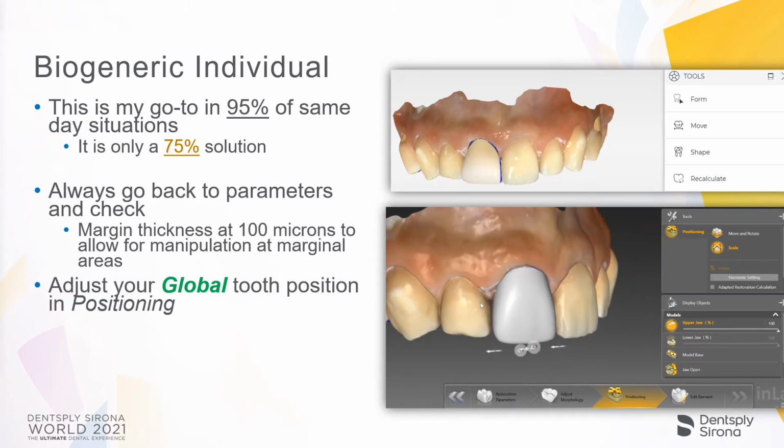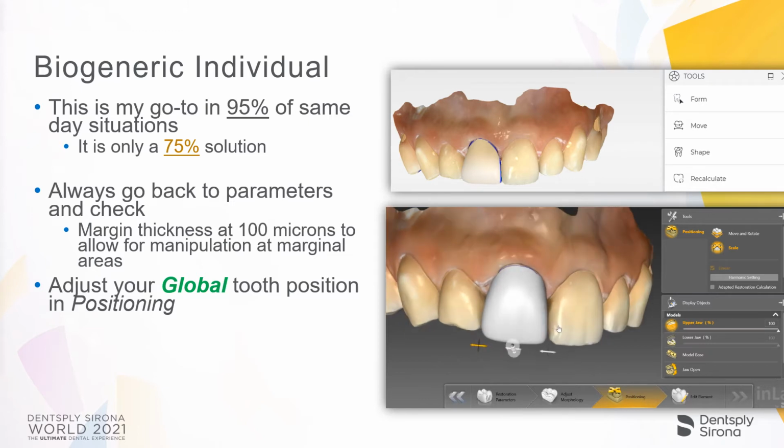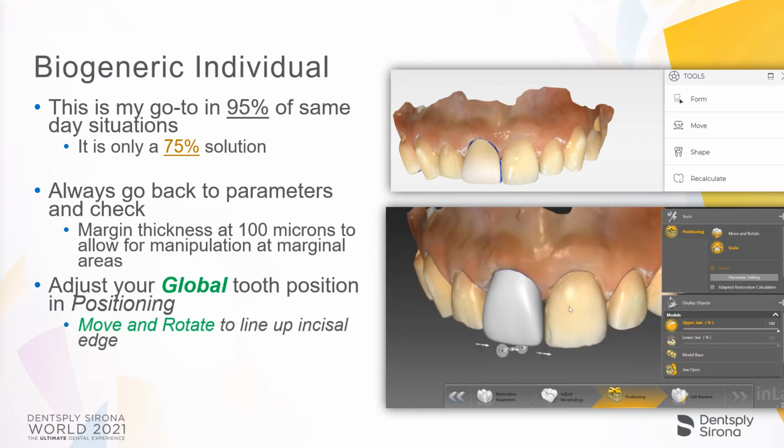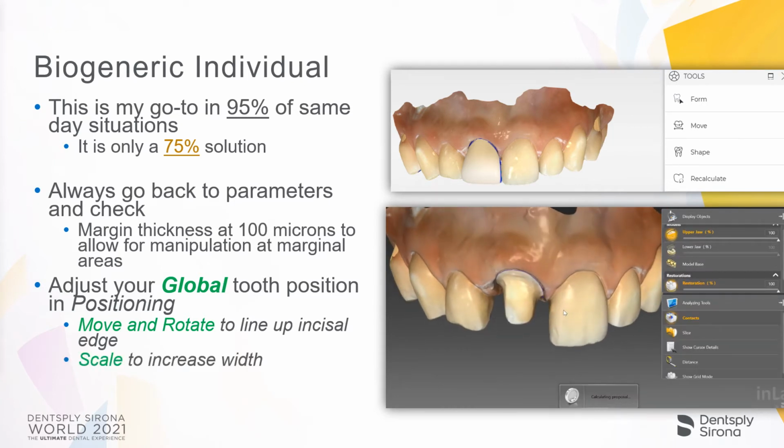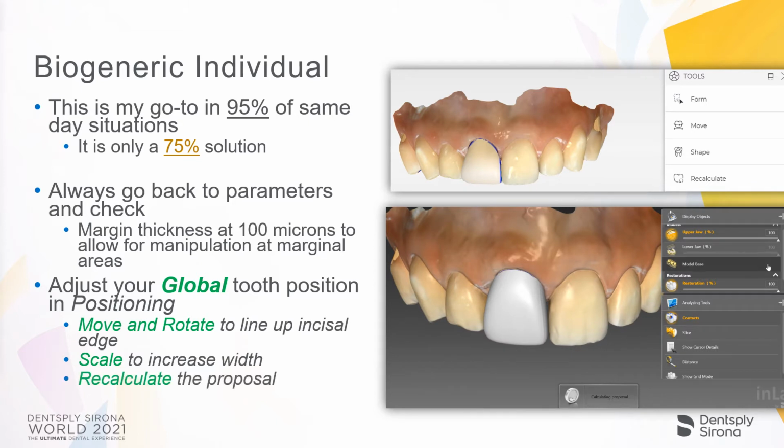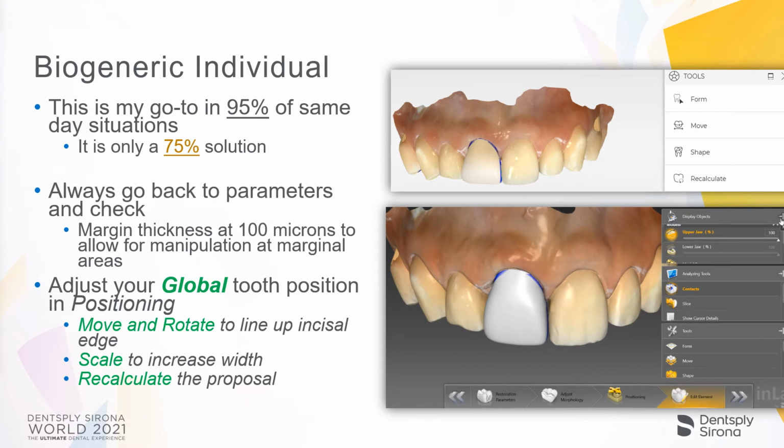As you can see here, I'm utilizing my global positioning tool to increase or decrease my incisal length, change my overall tooth contour. So I use the move and rotate to line up my incisal edge and scale to increase my width. So overall, you can just see right here that I'm going to recalculate the proposal, and from the top screen to the bottom screen, by playing with those tools, you can see how much better, by going back, making those two simple tweaks, we can actually have a much better looking restoration.